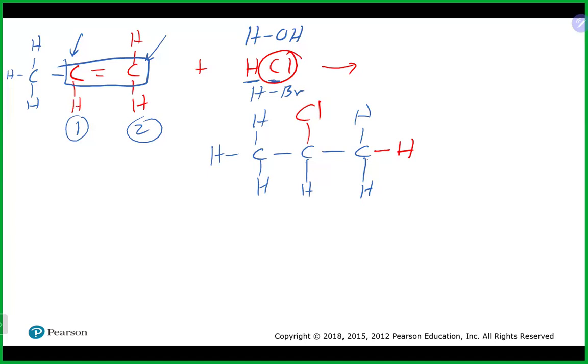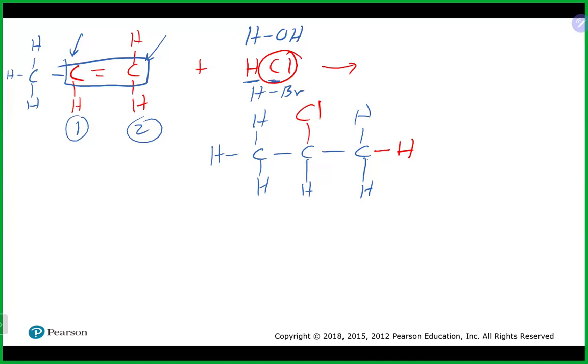The reason I call it unsymmetrical is that you're adding two different things. As opposed to the other one, you can't mess it up because you're adding two Brs, so it doesn't matter which one you put on which carbon. They're both the same thing. Or you're adding two hydrogens, both the same thing, so it doesn't really matter. But with this one, it does matter where the hydrogen ends up.